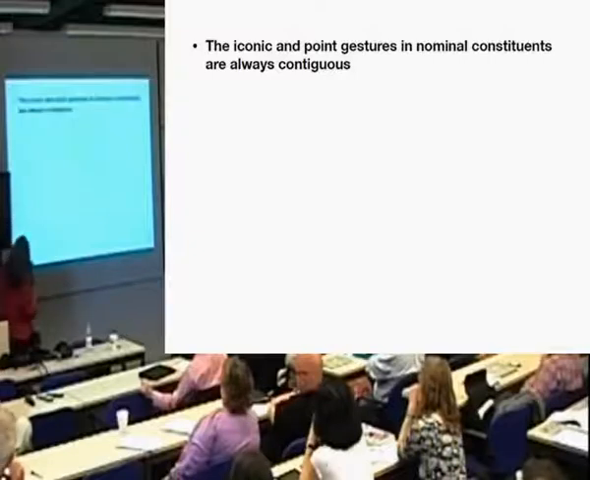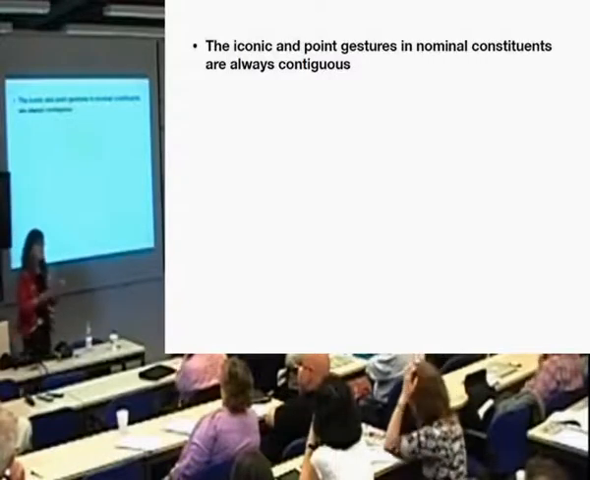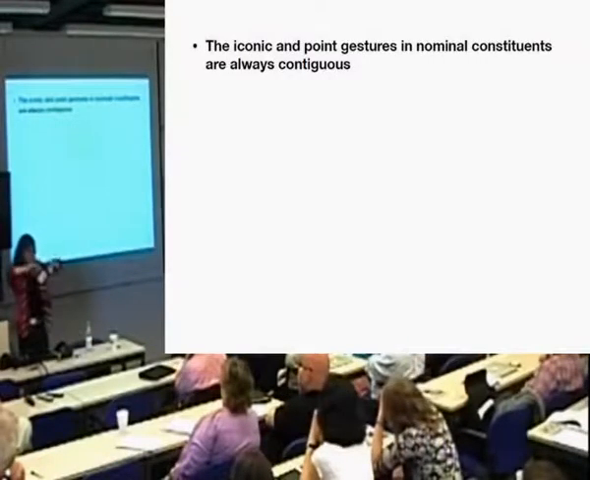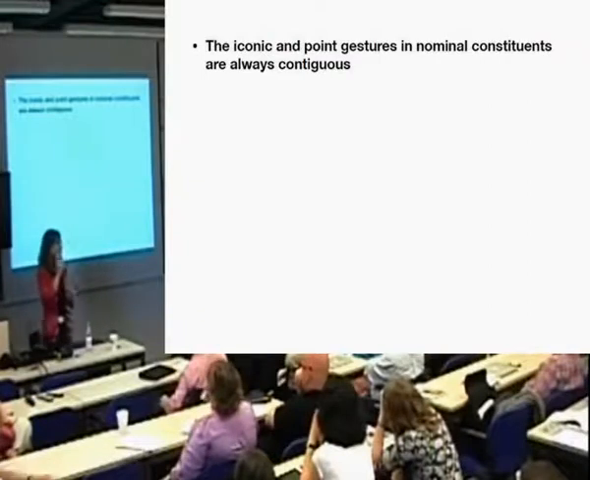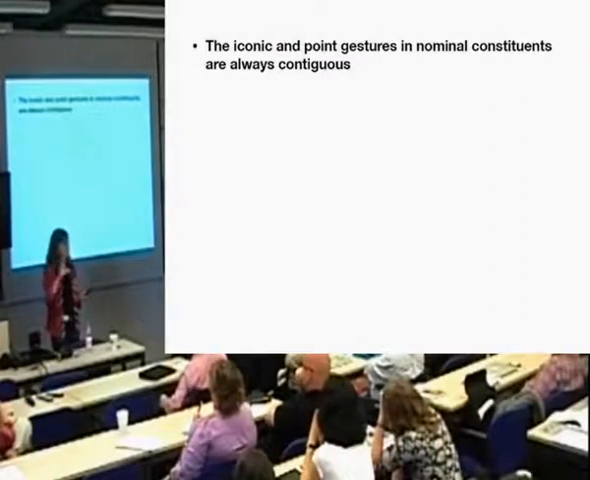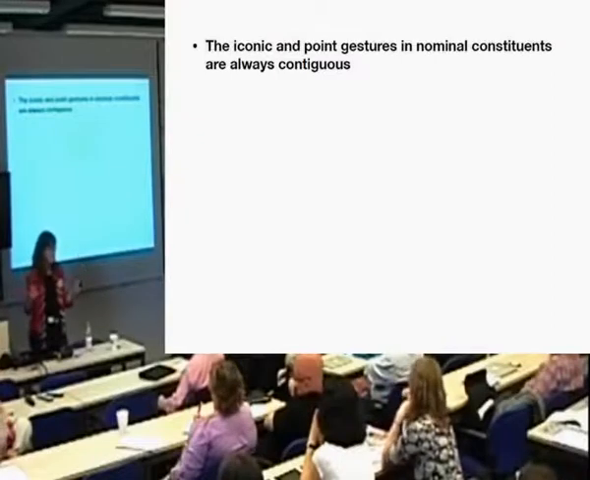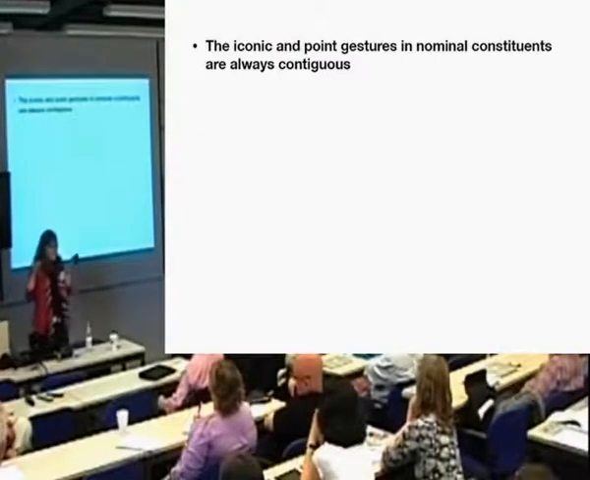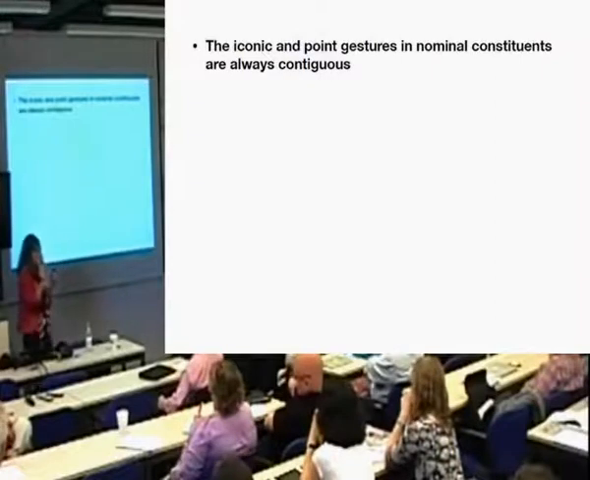There's a little bit of other evidence coming from the kinds of gestures that they produce that this is the right description. The iconic gesture and the point gestures in these nominal constituents are almost always contiguous. Now, units don't have to be contiguous. They could certainly be displaced, but little kids tend not to use displaced things that are far apart. And the kid will produce two points at the same object, and they are displaced. They are, in fact, often not contiguous. But when he points and does something like this, they're often right next to each other. Okay, so that suggests sort of unitness.